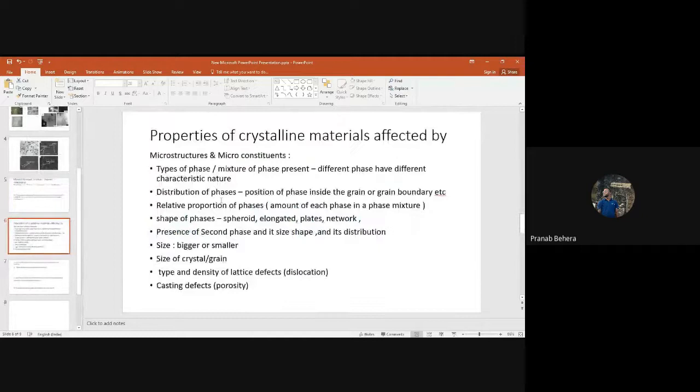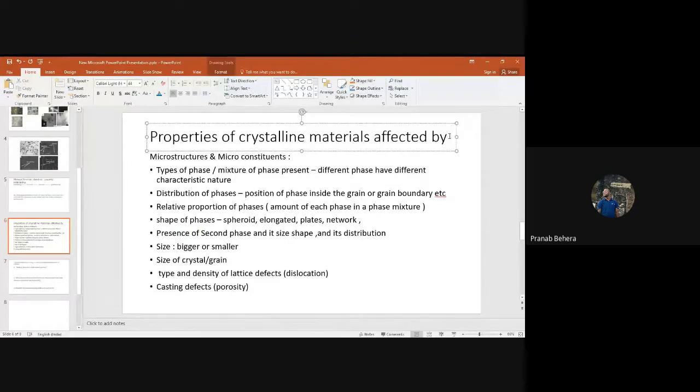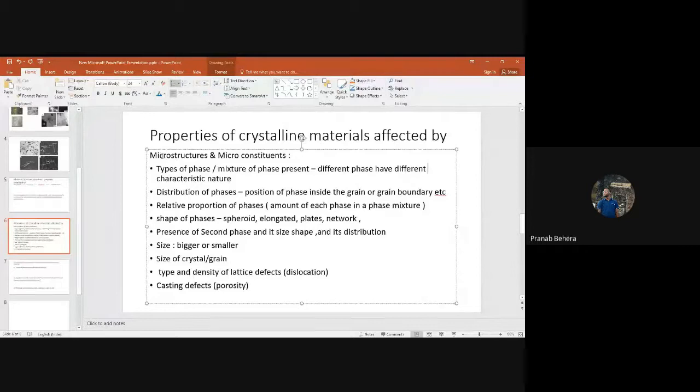Now, the same thing I will discuss here. Just look at this one: properties of a crystalline material are affected by what? What are the things which will affect the property of a crystalline material? I have mentioned here microstructures and microconstituents. If you change the microstructure, the property will change. If you change the microconstituent, the property will change.